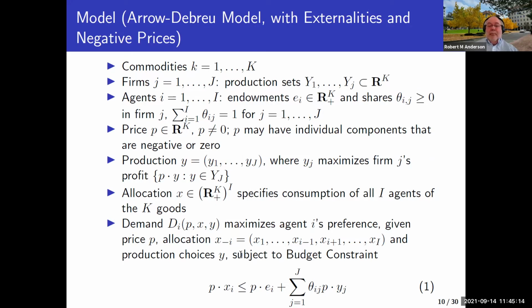And it also depends on the production choices. Why? If the factory next door is emitting a lot of particulates, then that affects Agent I's preference. Maybe he values an air cleaner more. And this is subject to the budget constraint that the total value at the price P of what Agent I consumes is less than or equal to the value of Agent I's endowment, plus Agent I's share of the profits of all of the firms.